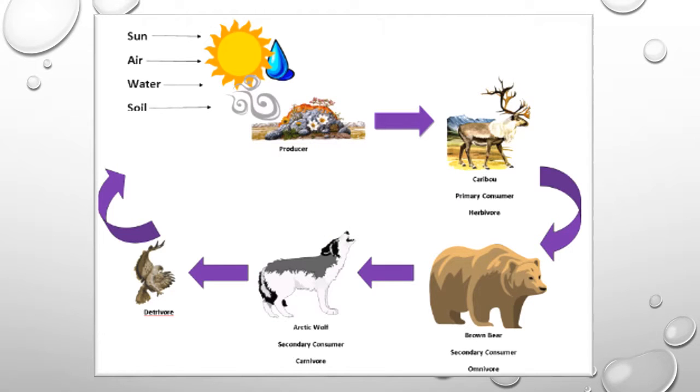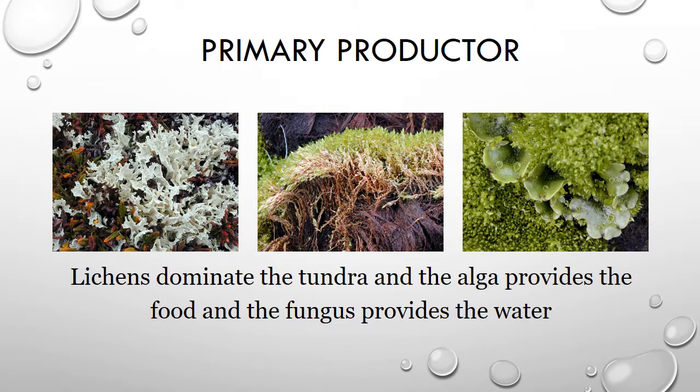And this is the energy flow in tundra: from the sun to the primary producer, which is usually the lichen in tundra, and to the primary consumers, and to the polar bear, the second consumers, and the tertiary consumers, and then the decomposers. So first is the primary producer.